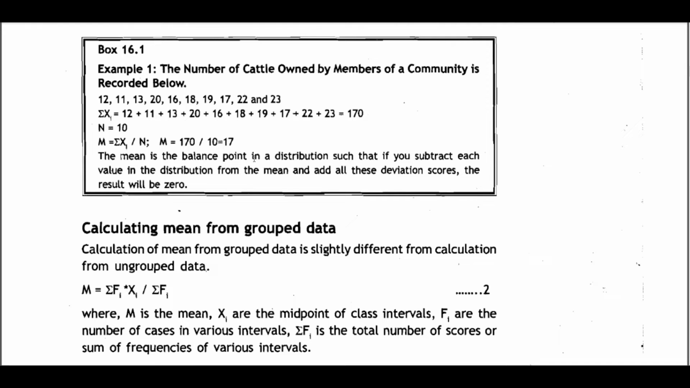This is the balance point in a distribution such that if you subtract each value in the distribution from the mean and add all these deviation scores, the result will be 0. So this is the mean value. Okay, that we will look at later.